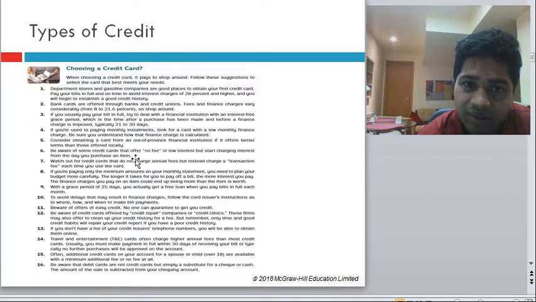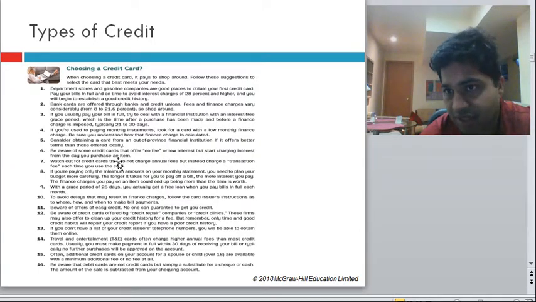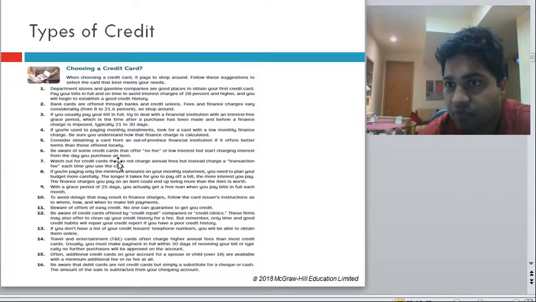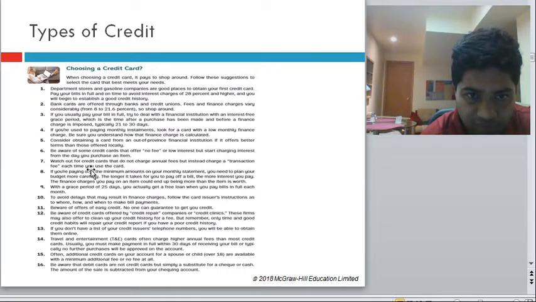Be aware of some cards that offer no fee or low interest but start charging interest from the day you purchase the item. So they may not have a monthly fee, but they don't have a grace period. So always read the fine print before subscribing to a credit card. Watch out for credit cards that do not charge annual fees but instead charge a transaction fee each time you use them. If you are paying only the minimum amounts on your monthly statement, you need to plan your budget carefully because you will be paying a lot of money. The longer it takes to pay off your bill, the more interest you pay.